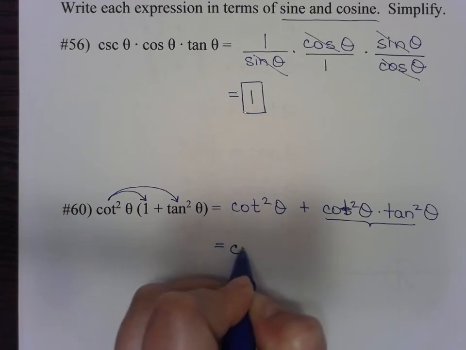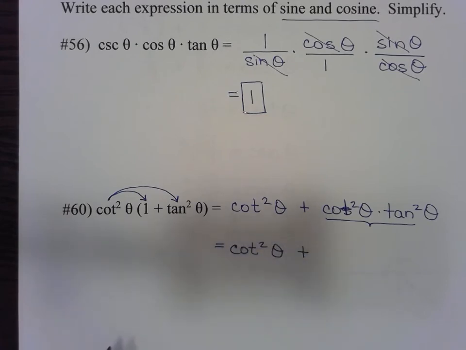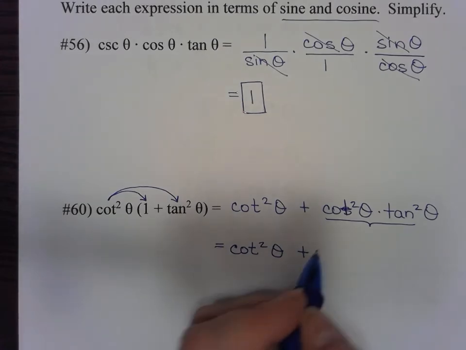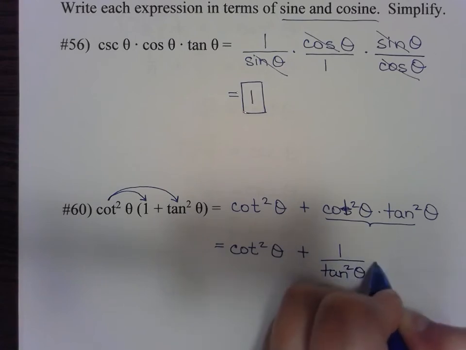So this is cotangent squared of theta. Now you could go for sines and cosines, or you could use the reciprocals. I'm going to use the reciprocals this time because I think that's a little more direct. Both would work just as well.